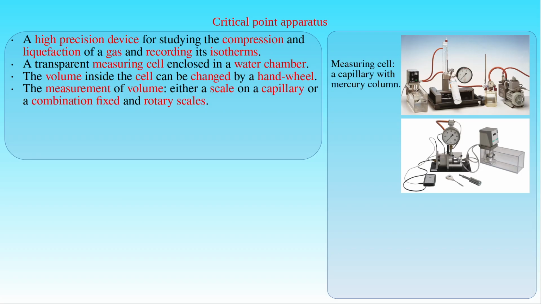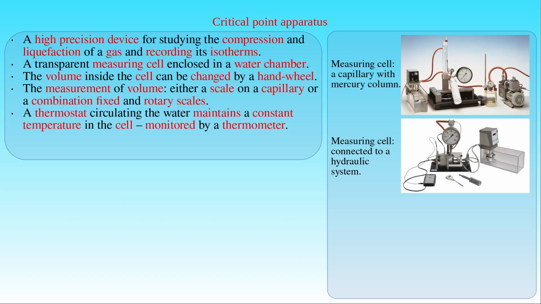For the apparatus seen in the second photo, the change in the volume of the measuring cell is indicated by a combination of a fixed and a rotary scale to a high accuracy. The device uses hydraulic oil instead of mercury, where the measuring cell and the hydraulic system are separated by a membrane that moves as the volume of the cell increases. A thermostat circulating the water in the water chamber allows the temperature to be maintained at a highly constant value in the measuring cell of both types of apparatus, which can be monitored by means of a thermometer.